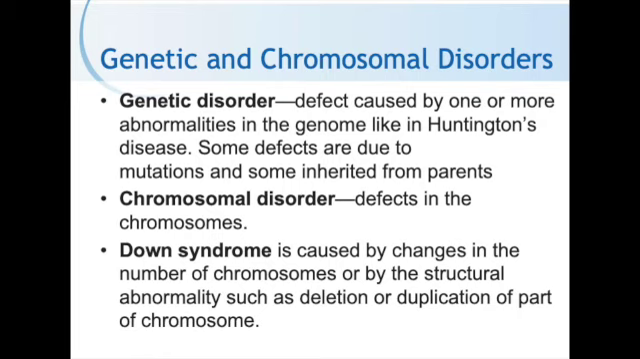Chromosomal disorders are defects in the chromosomes. These defects are often more serious than single gene defects because they involve so many genes. Because remember, each chromosome controls thousands of gene pairs. So if there's a defect in the chromosome, it controls a lot more than if there's a single gene defect. Chromosome disorders are caused by changes in the number of chromosomes or by a structural abnormality such as the deletion or duplication of part of the chromosome.